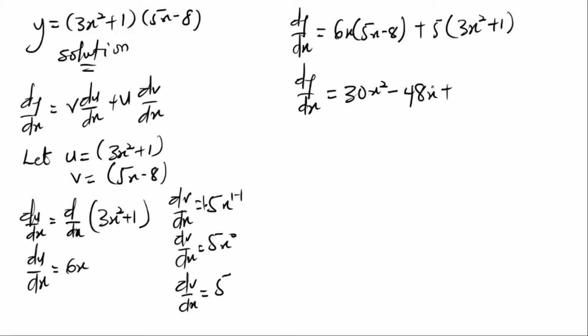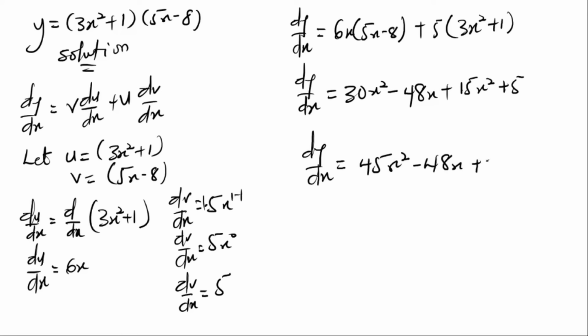Then plus we have 3 multiplied by 5, we get 15x squared. Then we have 5 multiplied by 1, then we have plus 5 over here. So our dy/dx becomes 45x squared minus 48x plus 5. So when we differentiate the function that we have over here, this is the result that we get when we use the product rule.